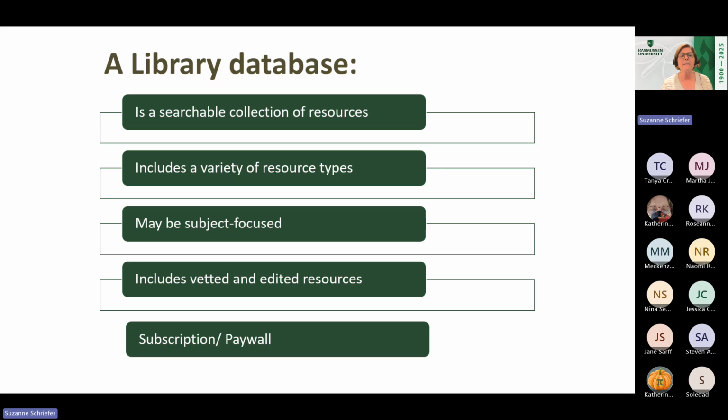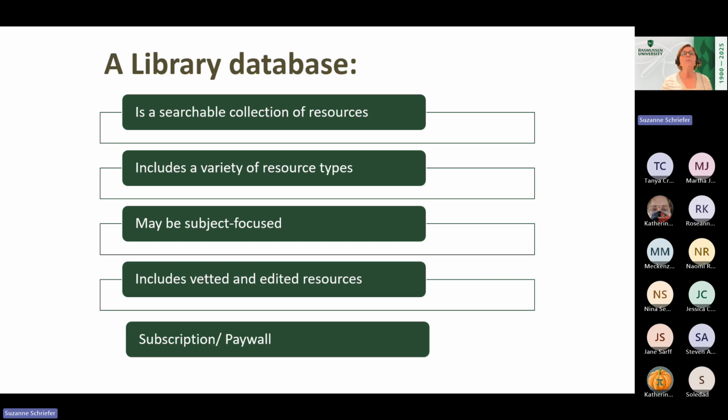Okay, so what is a library database? Basically, it's a searchable collection of resources. And the resources included in our databases include a wide variety of resource types. So you can find academic journals, you can find trade publications, which are publications by a certain industry or discipline. You can find ebooks, magazines, newspapers, but you can also find video content, images, and audio. There's a lot of different types of resources in our library databases.